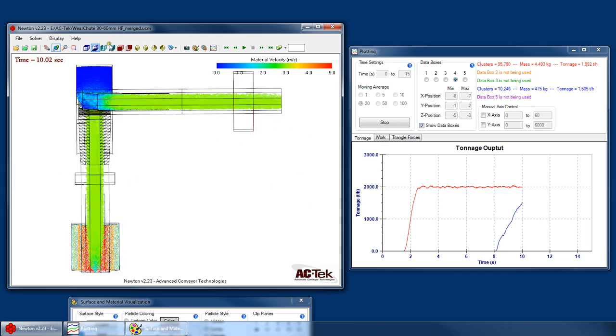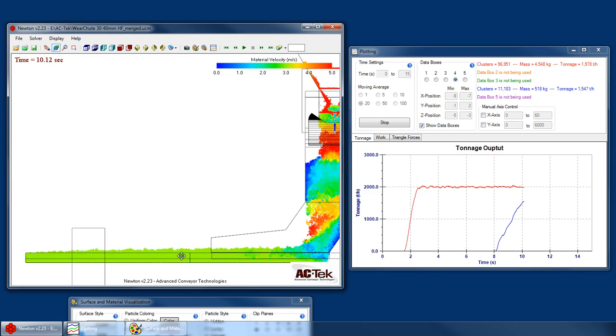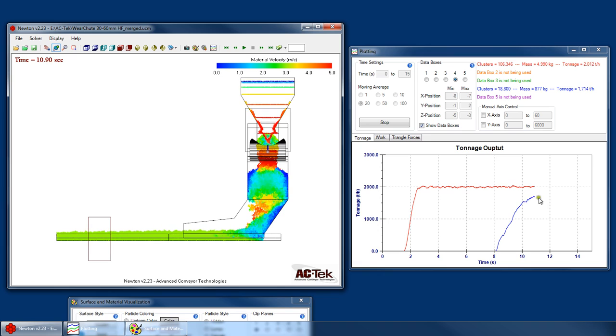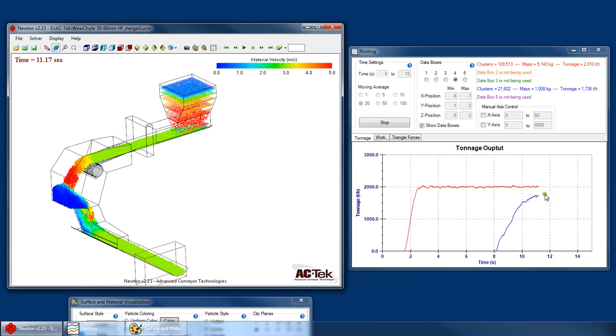If we go to a side view of this belt, let's get there, dang it. There, you can see, somewhere right around here it looks like we've reached our steady state tonnage. So we'd expect that pretty soon we're going to be seeing this approach 2,000 tons per hour. And it's taking its sweet time getting there.